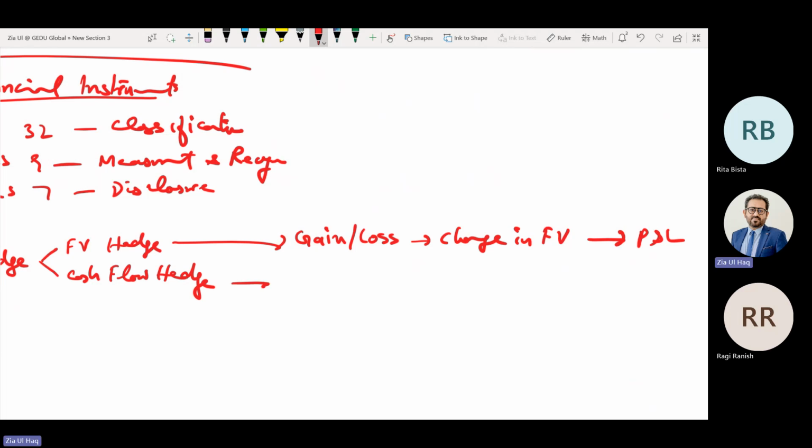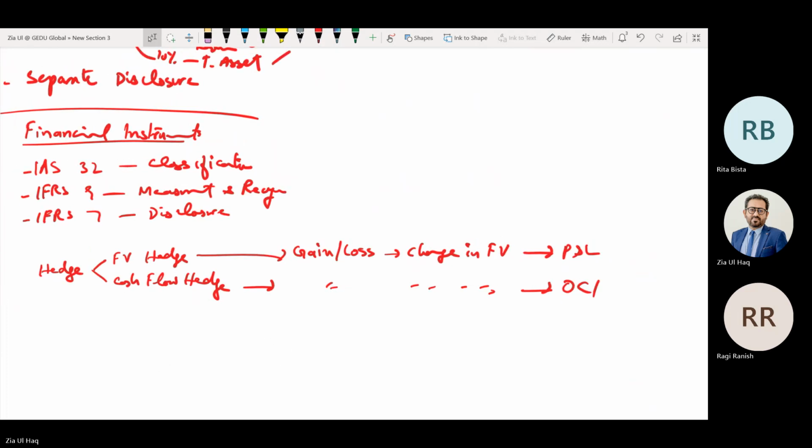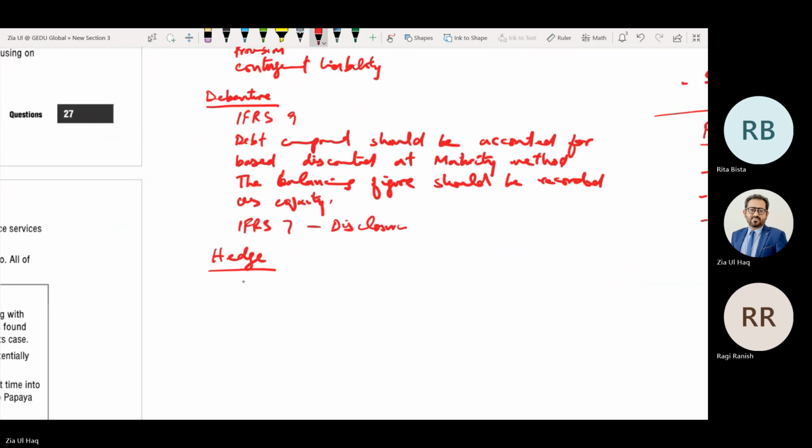While in case of cash flow hedge, any change in fair value gain loss should be charged to other comprehensive income. IFRS 9. Change in fair value gain loss relating to fair value hedge should be charged to profit and loss account, while change in fair value gain loss relating to cash flow hedge should be charged to OCI. And if company is not accounting as per this criteria, financial statement could be manipulated. So we'll discuss here under the hedge heading hedge per IFRS 9.